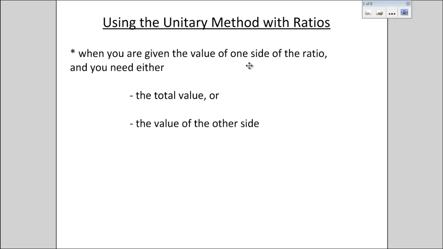Now notice that that's a little bit different to before. When we were dividing a quantity in a ratio, we were actually given the total value. So that's how you can distinguish between the questions. With the unitary method, we're given the value of one side.